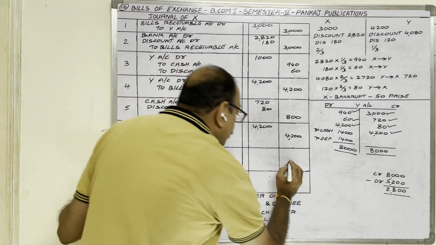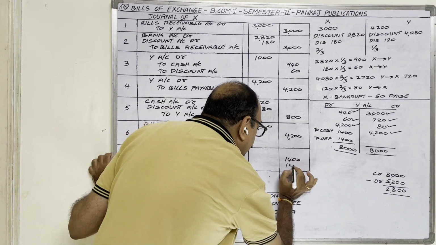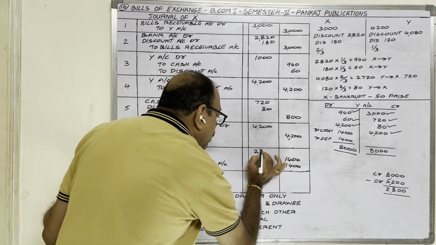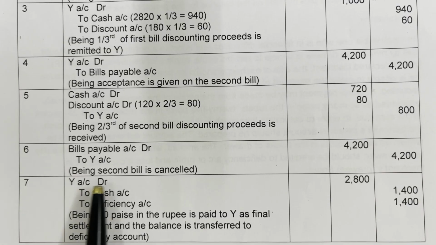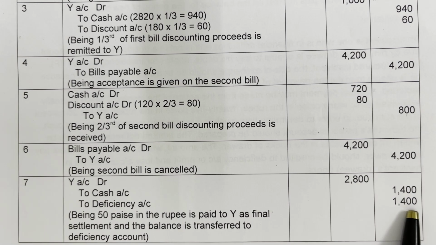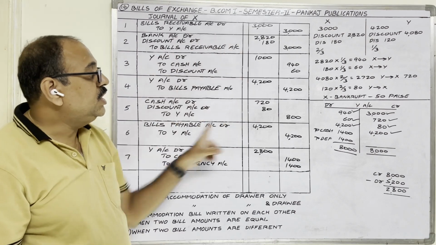Cash account amount 1,400 in credit column. Deficiency amount 1,400. For Y total 2,800. Seventh entry, Y account debtor 2,800 to cash account 1,400 to deficiency account 1,400. Being 50 paisa in rupee is paid to Y as final settlement and the balance is transferred to deficiency account. With this, X journal is completed.